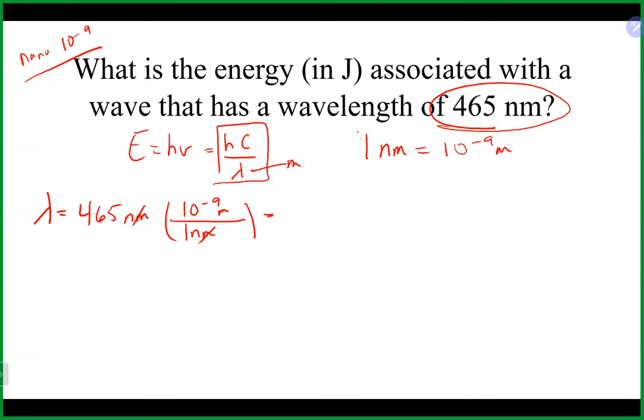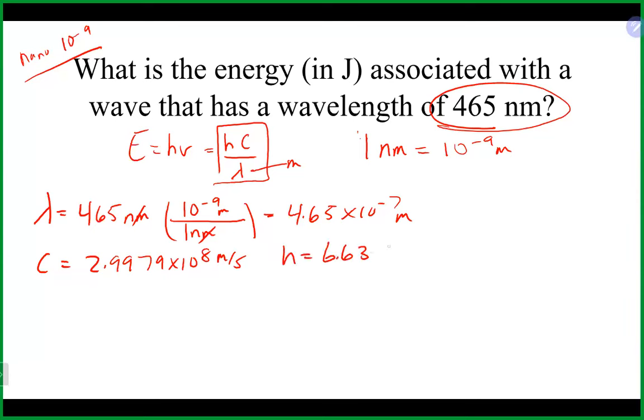That's going to give us 4.65 times 10 to the minus 7 meters. Now, c again is a constant, 2.9979 times 10 to the 8 meters per second. h is also a constant, which is Planck's constant, 6.63 times 10 to the minus 34 joule seconds. So now we pretty much have everything that we need to go into this equation.